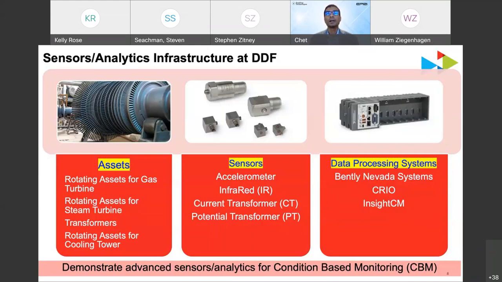So the purpose of this sensor infrastructure at DDF is we want to create a baseline infrastructure at a combined cycle plant, and then we can use this infrastructure to compare with some new sensors that may come to the market, and also new types of analytics that may come to us in the future for condition-based monitoring. So the infrastructure we have is mainly for improving our condition-based monitoring practices at Southern Company, and this can also be used for EPRI members.